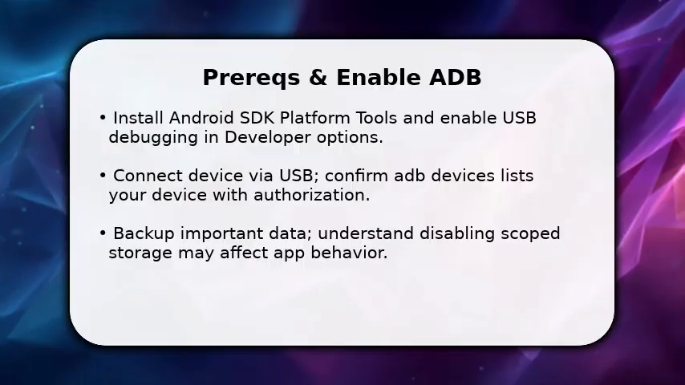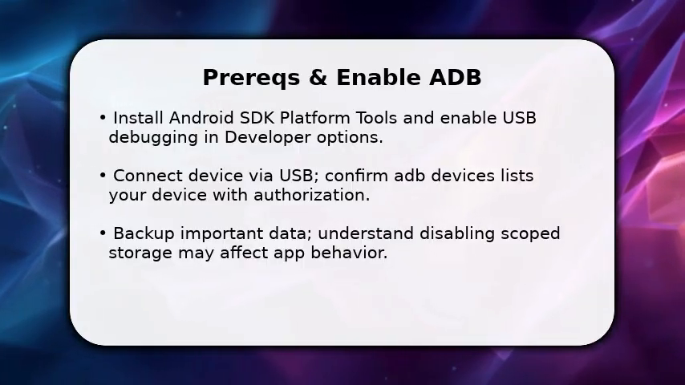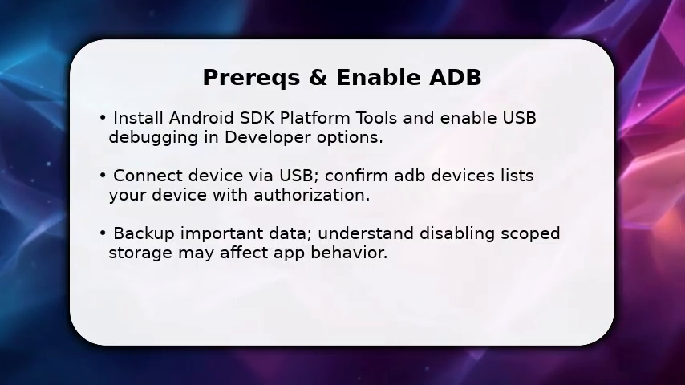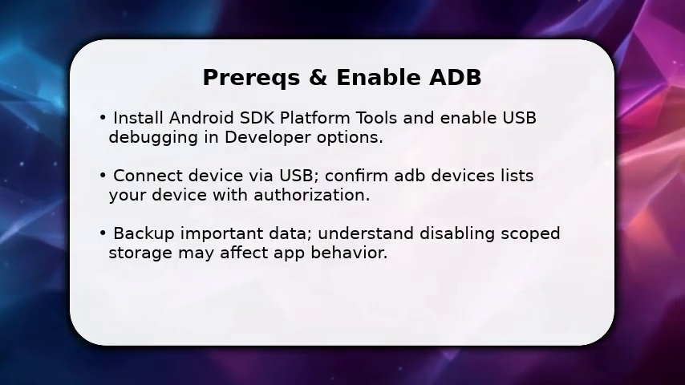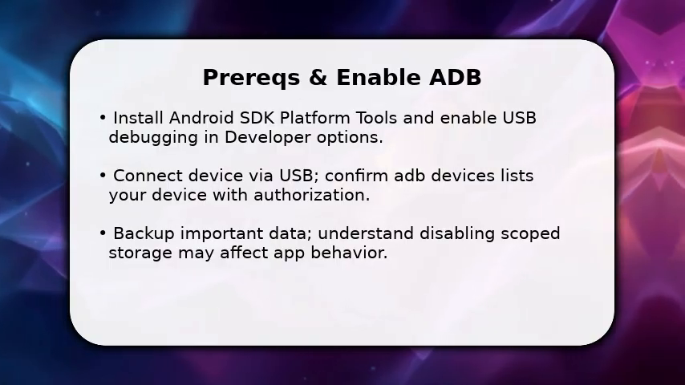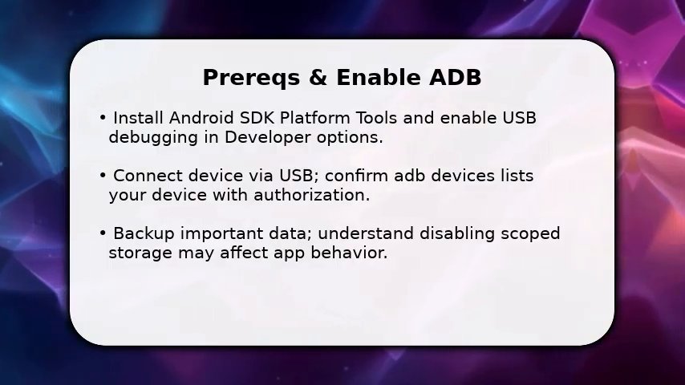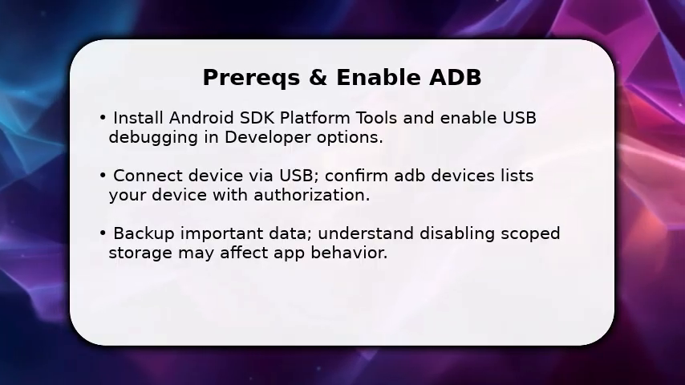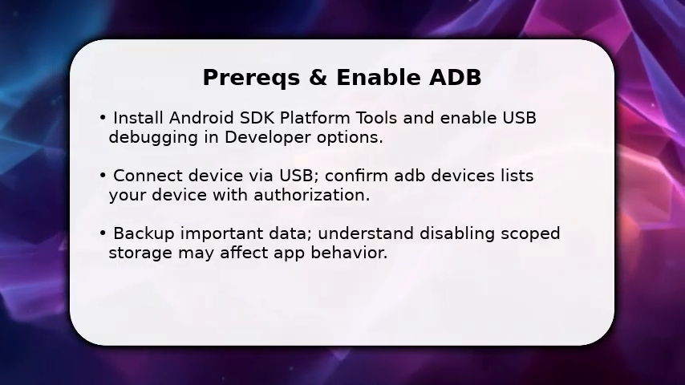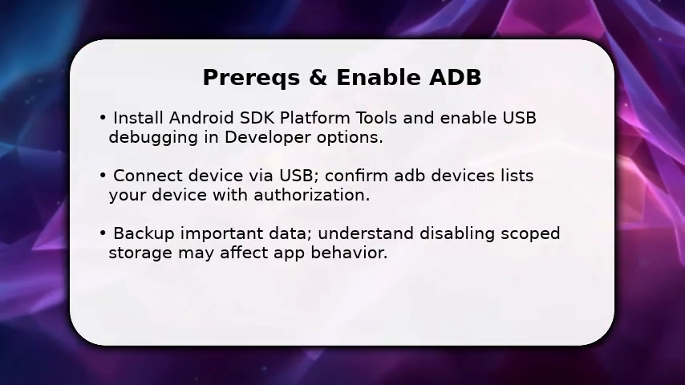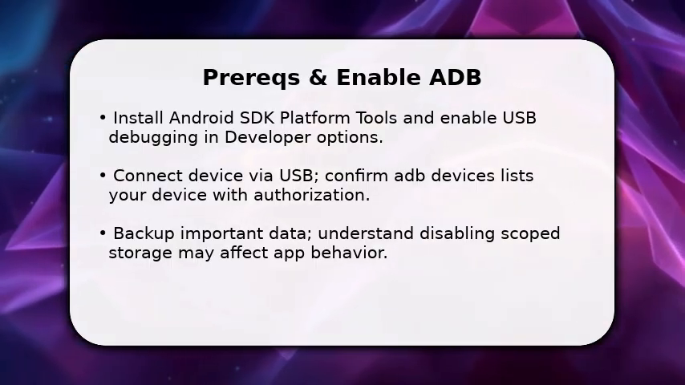Enjoy the video. You start by preparing the device and tools. Enable developer options and USB debugging, then install Android SDK platform tools on your PC so ADB works. Once done, connect the phone with a cable and accept the RSA prompt. Make sure adb devices shows your device.